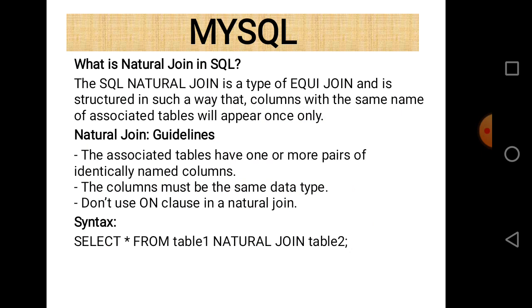Two things are always to be remembered as far as natural join is concerned. First, there is no condition at all in natural join, and second, it is a type of equijoin.